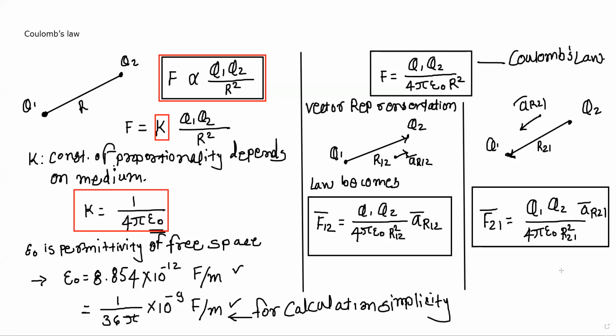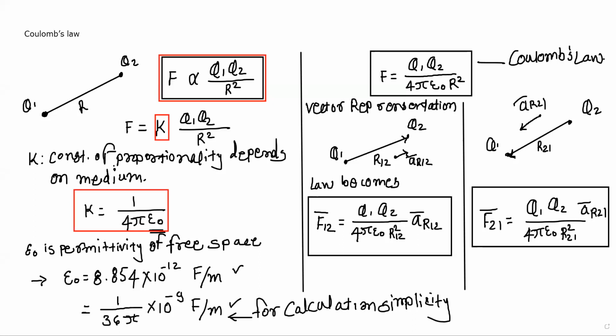Is it making sense? Do you understand this? What I have written, Coulomb's law, we have seen yesterday only. Coulomb's law we saw yesterday. Today, depending on which direction's force we are calculating, two formulae are written here, F12 and F21. F12 means force on Q2.